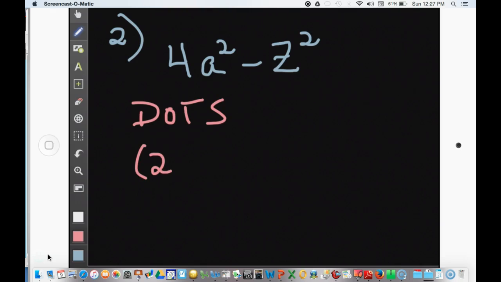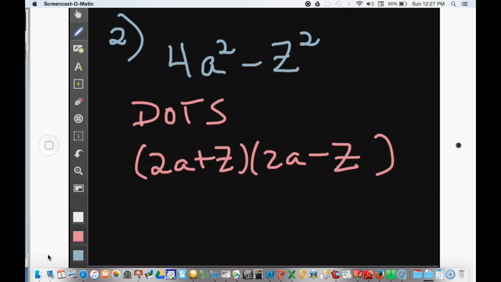Hopefully you recognize this as a difference of two perfect squares. 4a squared can be thought of as 2a times 2a. Z squared, because it's positive, times a negative will give us a negative z squared, and it'll be 2a plus z times 2a minus z. The beautiful part about this is that when you have the difference of two perfect squares, the OI's, like outer inner, cancel out. For example, our inner here is 2az, and our outers are negative 2az, and they will cancel.